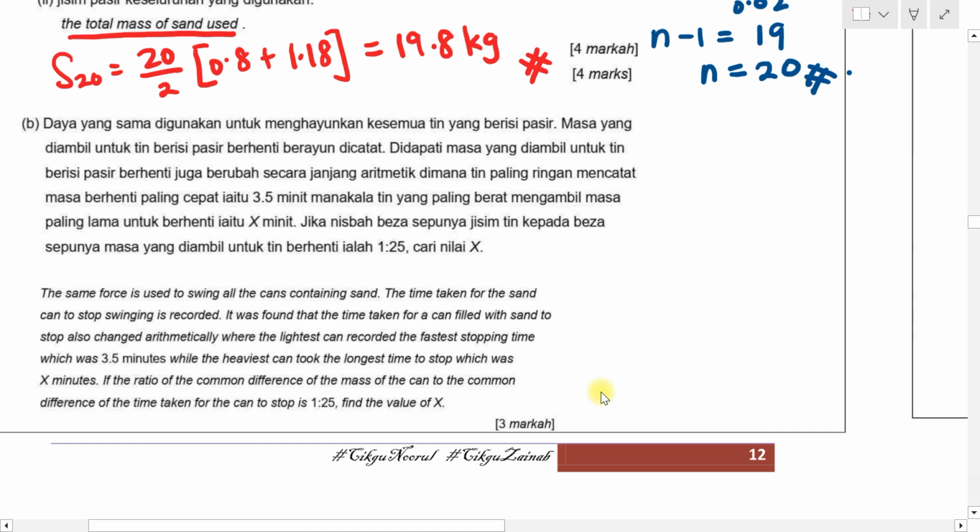The same force is used to swing all the cans containing the sand. The time taken for the sand can to stop swinging is recorded. It was found that the time taken for the can filled with sand to stop also changed arithmetically, where the lightest can recorded the fastest stopping time, because less mass, less inertia, which was 3.5, and the heaviest can took the longest time to stop, which was x minutes. If the ratio of the common difference of the mass of the can and the common difference of the time taken for the can to stop is 1 to 25, find the value of x.